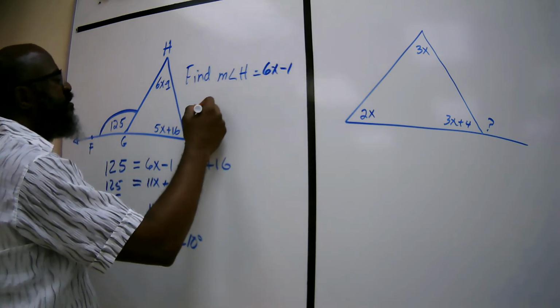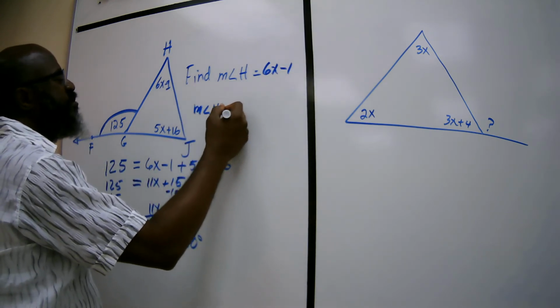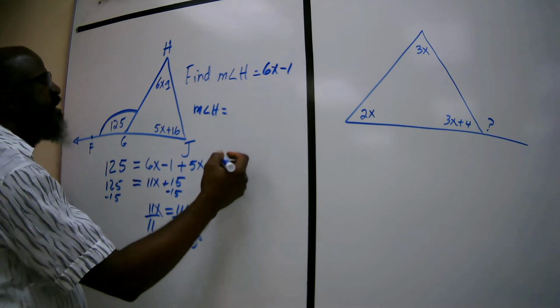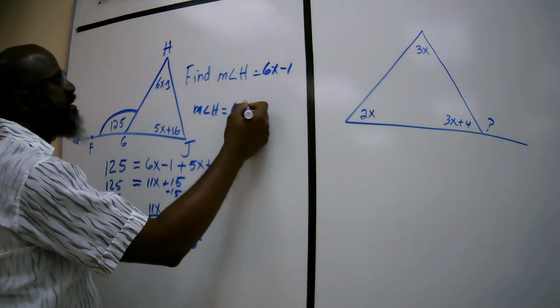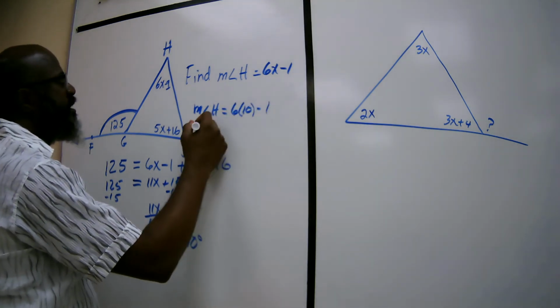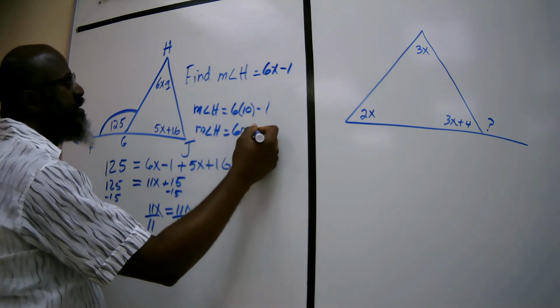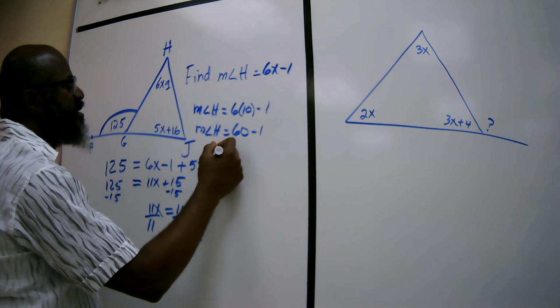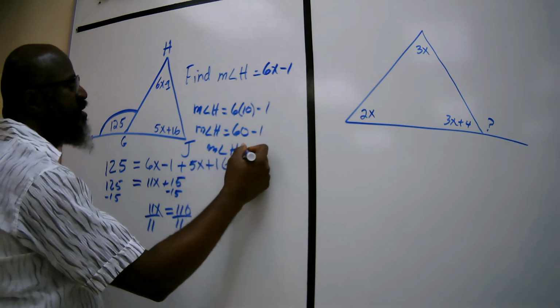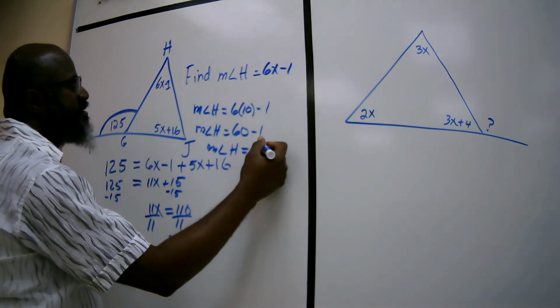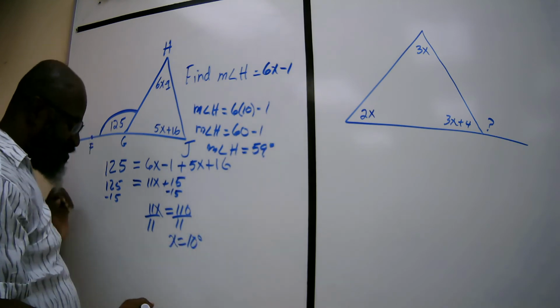Therefore, the measure of angle H will be equal to 6 times 10 minus 1. 6 times 10 is 60. 60 minus 1 is 59. Angle H is 59 degrees. So that's one way you could have solved the problem.